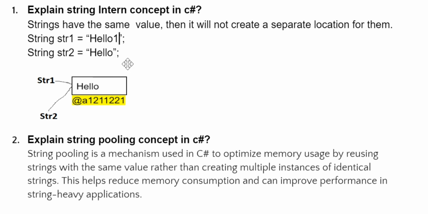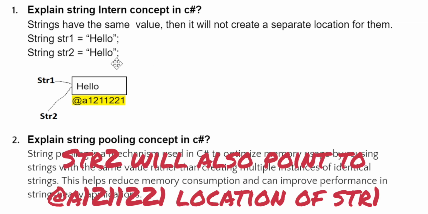But here let's go step by step. First, we have str1 having the value hello. So it will create a location in the memory, like @1211, and that variable str1 will point to this location. Now one more variable is created, that is str2, but it has the same value. So instead of pointing to a separate location, it will point to the same memory location. So that is the concept of string intern.